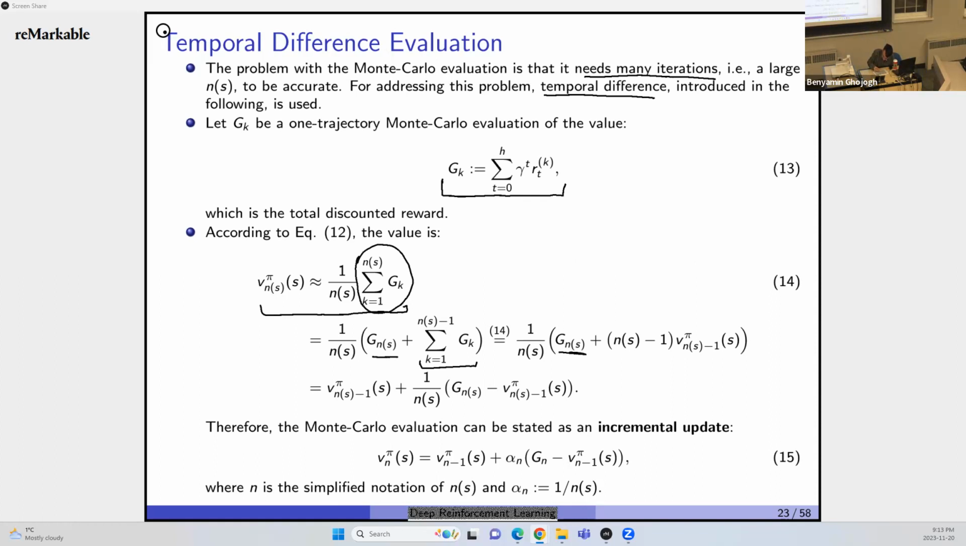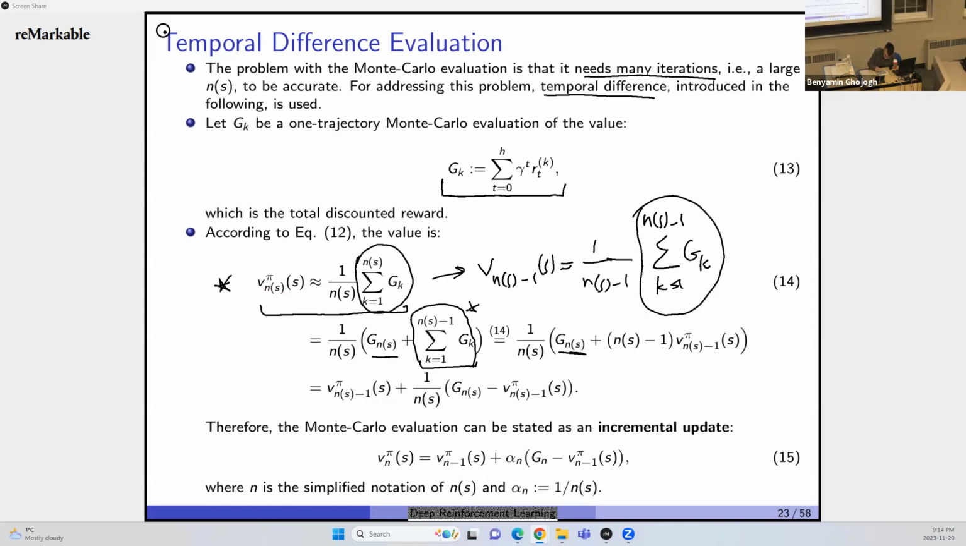Then I have this. So do you agree that according to this equation 14, I can write it as V_{N_S-1}(S) is 1 over N_S minus 1, summation of G_k, k from 1 to N_S minus 1? Do you agree? I'm simply putting N_S minus 1 rather than N_S here. So now, as a result, this equals this times this, which is here.